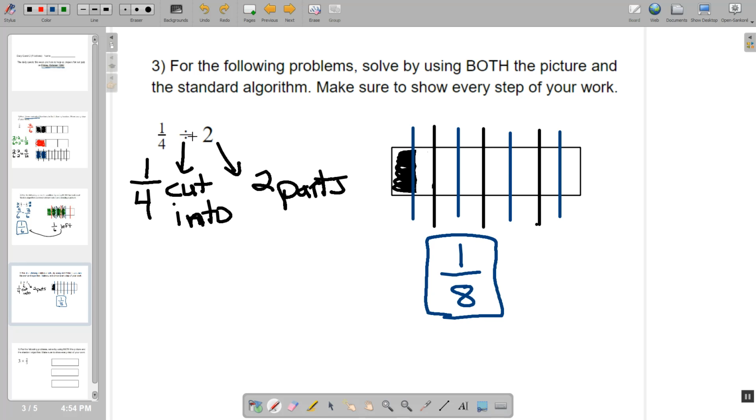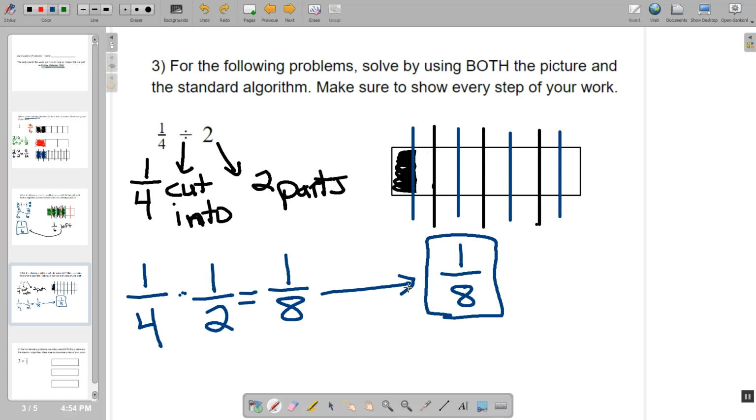The algorithm for this problem is we have 1/4, and we are going to multiply. I don't know why it doesn't want to do that, but we're going to multiply by the fraction that's equal to dividing by 2. Dividing by 2 is the same as multiplying by 1/2. And we get 1/4 times 1/2 is equal to 1/8. And our answers match. One more.